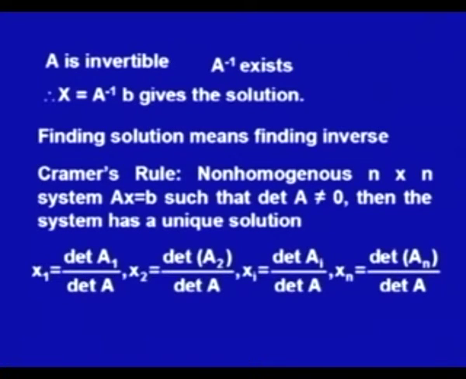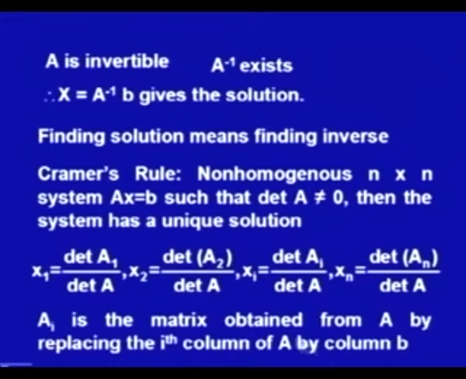The unique solution of the system is given by x1 equal to determinant A1 divided by determinant A, x2 equal to determinant A2 divided by determinant A. The ith component of the solution vector, xi, is equal to determinant Ai divided by determinant A, and the last component xn in the solution vector is determinant An divided by determinant A. What are A1, A2, Ai matrices? These are the matrices which are obtained from A by replacing the ith column of A by column b.